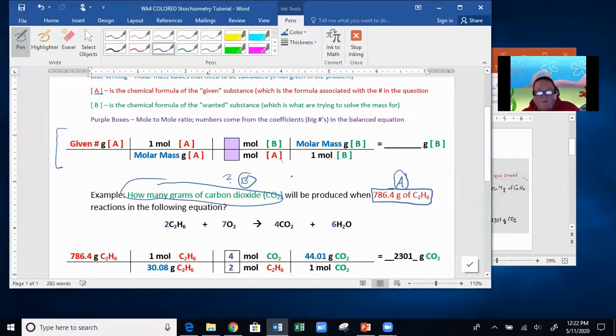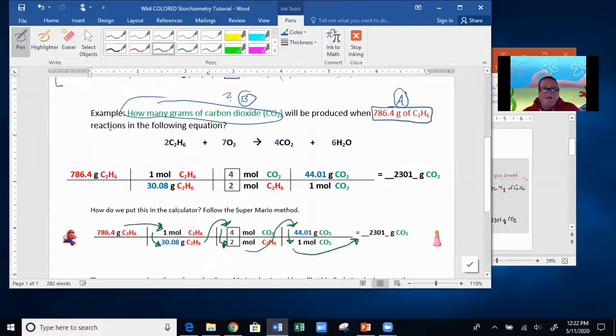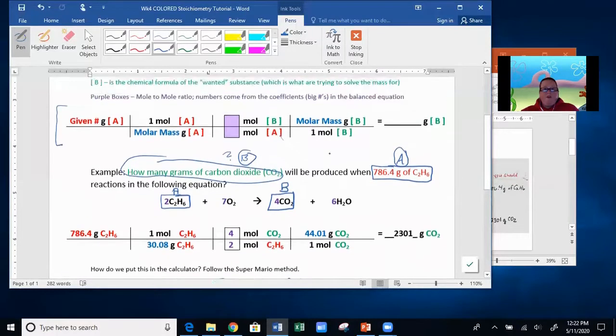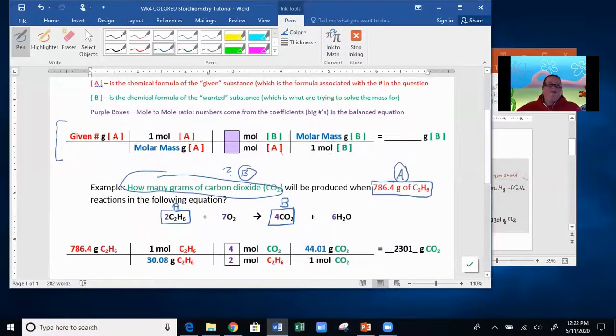So what I want to do is I want to put on the equation itself a box around my A and label it as such. That's my A. And I'm going to put a box around my B and label it as such. So the first step is writing down the given and the number. The next step is a mole conversion. We're converting from grams to moles of A.